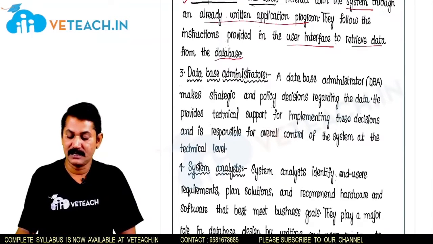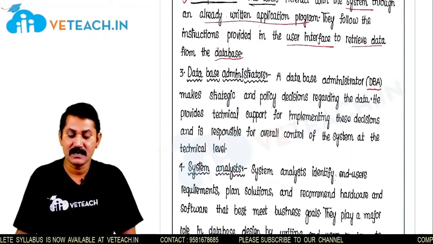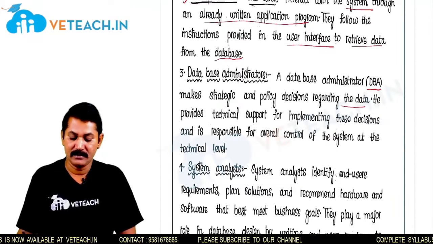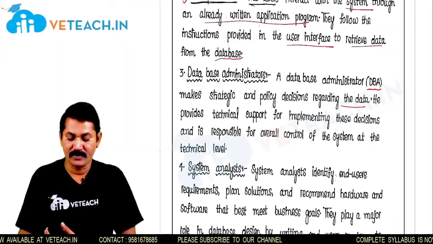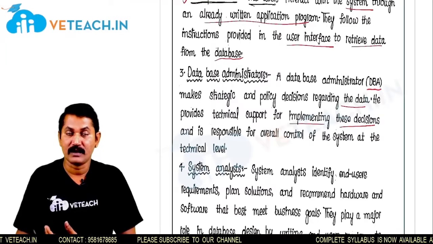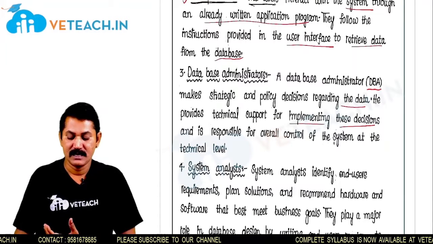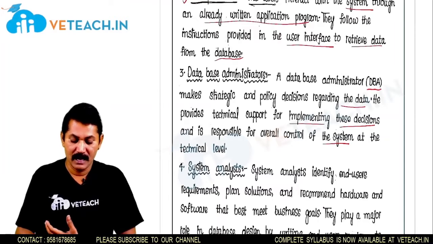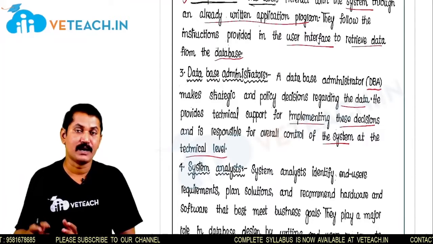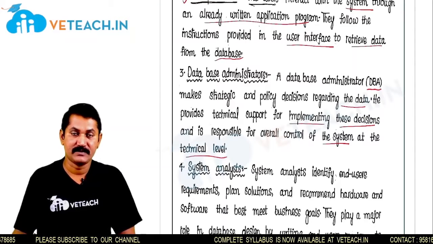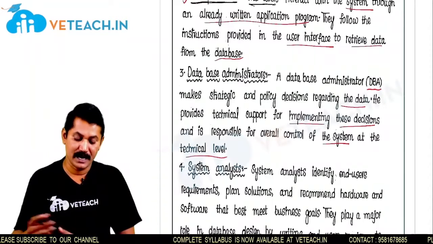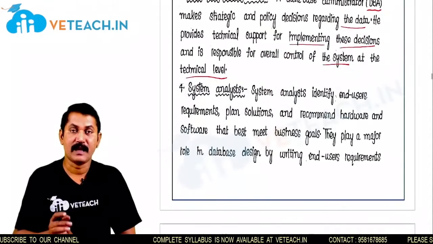The database administrator, that is DBA, makes the strategic and policy decisions regarding the data. He provides the technical support for implementing these decisions, and is responsible for overall control of the system, that is the database system, at the technical level. So the database administrator plays an important role from the creation of the database to giving accessibility of the database to the end users. Next one is the system analyst.